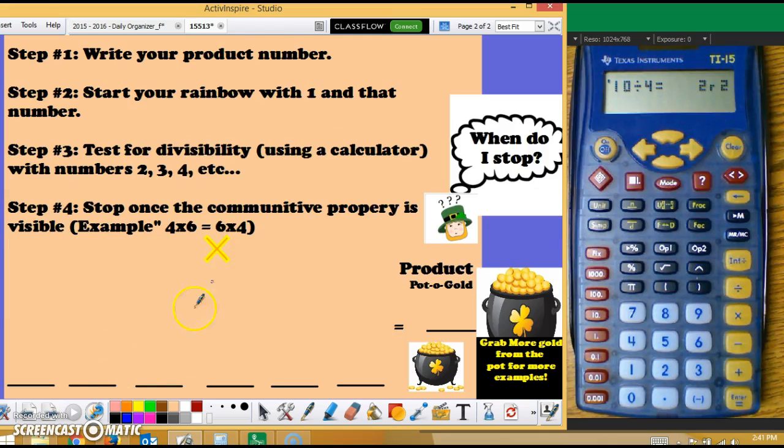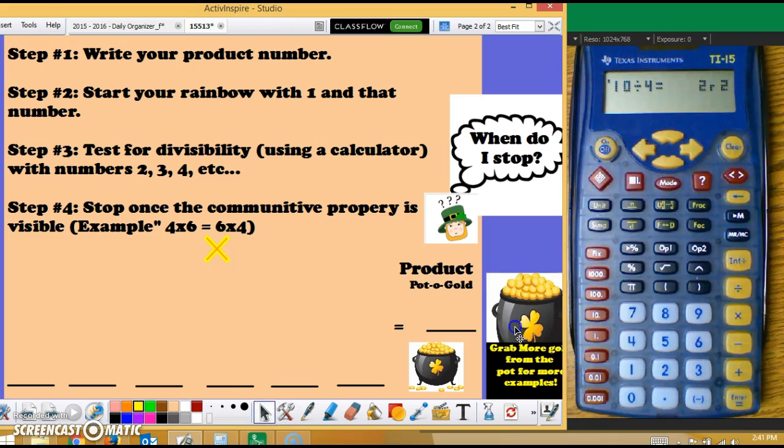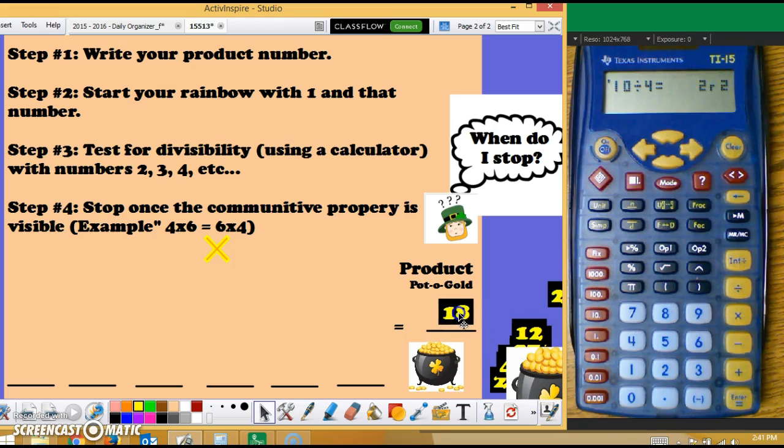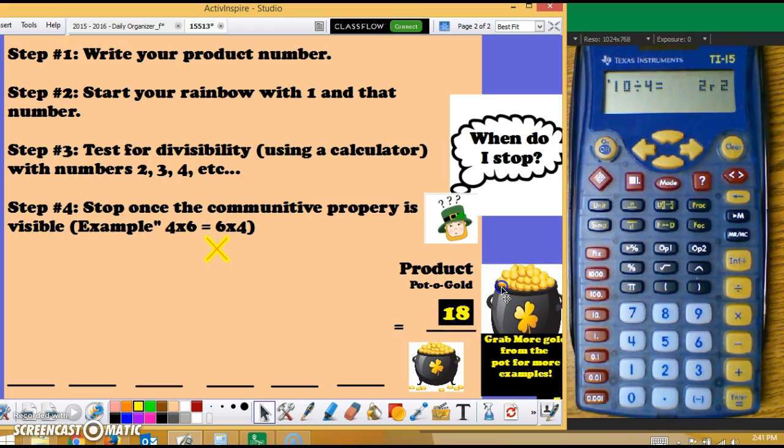If I'm looking at my steps again, I need to write my product number right where my pot of gold goes. Then I start my rainbow with 1 and that product pot of gold number. I test other numbers for divisibility, and then I stop once the commutative property is visible. So let me just take a number out of my product pot of gold. We'll use number 18 for our example.